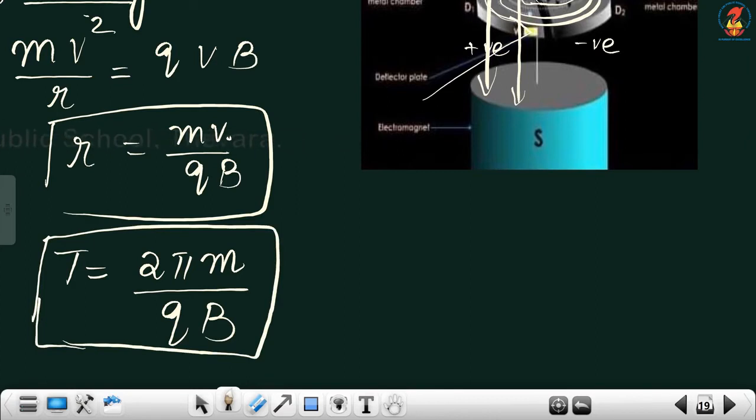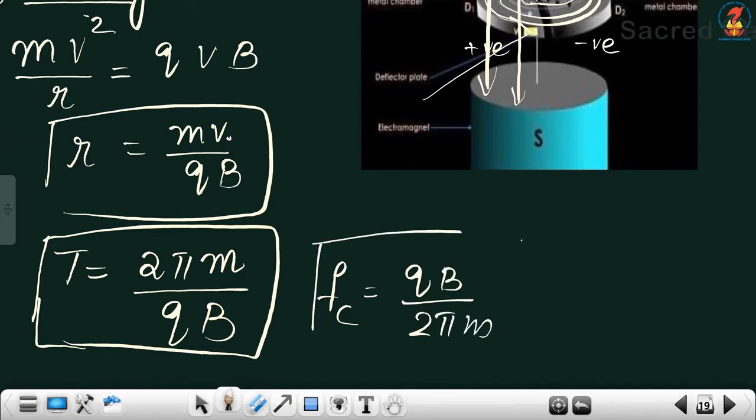And the frequency of revolution is given by fc, the cyclotron frequency. fc = qB/2πm. This frequency is known as the cyclotron frequency.